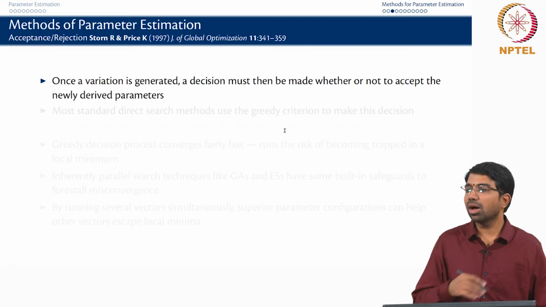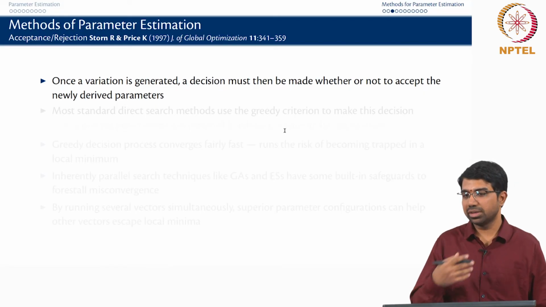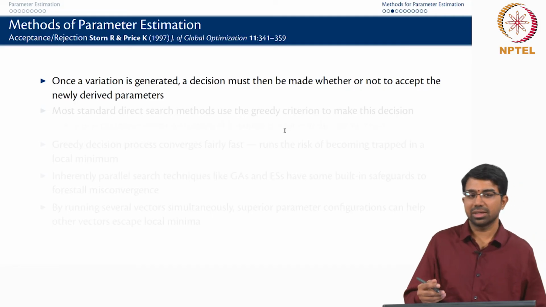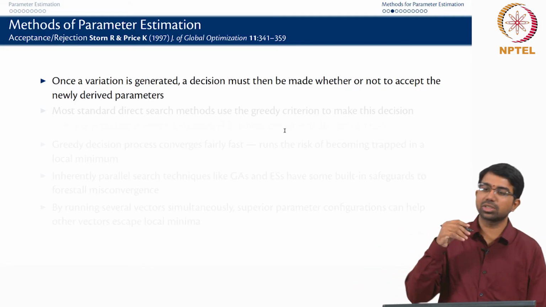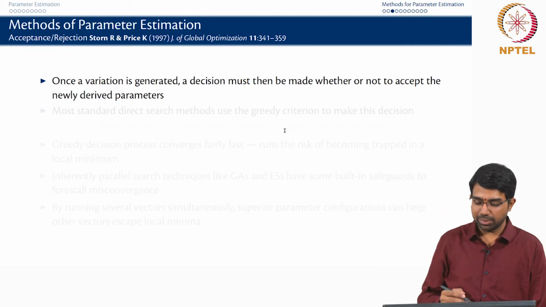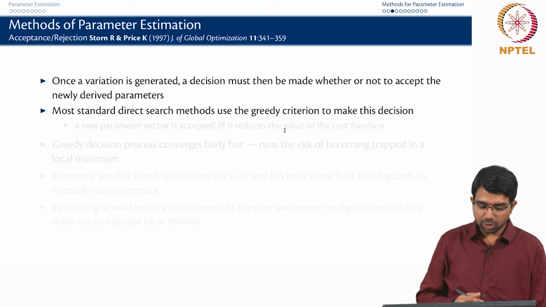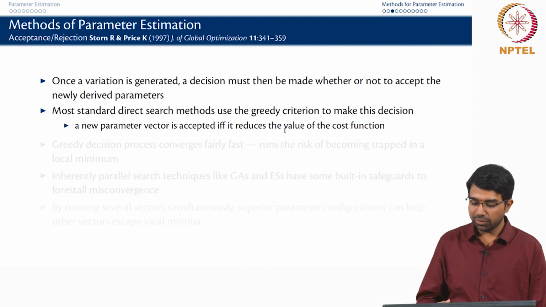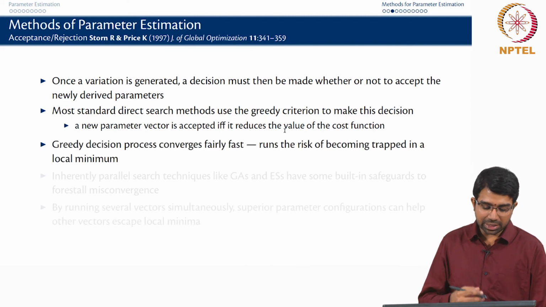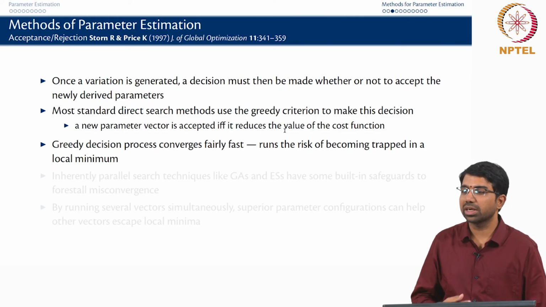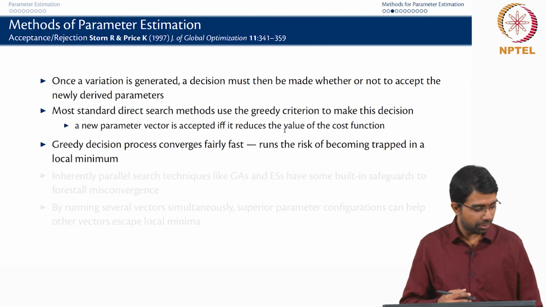One way is to always accept a direction where I have reduced cost, right? That is what we normally call hill climbing, or actually hill descending, but it is usually called hill climbing. So always go in the direction which takes you towards the optimum. A new parameter is accepted if and only if it improves the value of the cost function. The greedy decision process converges fairly fast, but has the obvious risk of getting stuck in a local minimum or maximum.